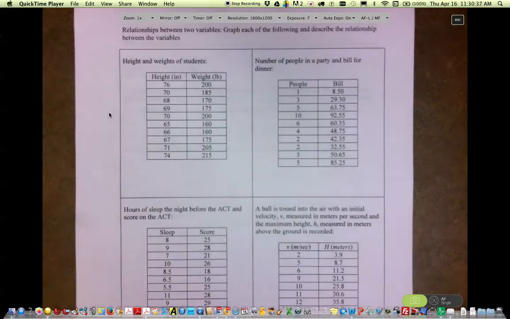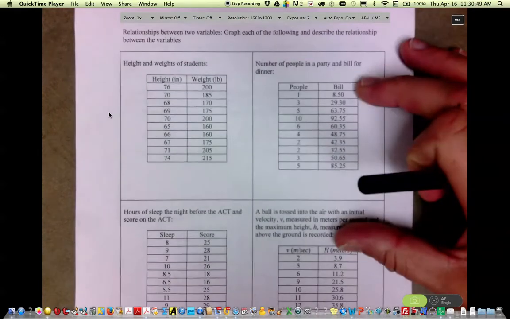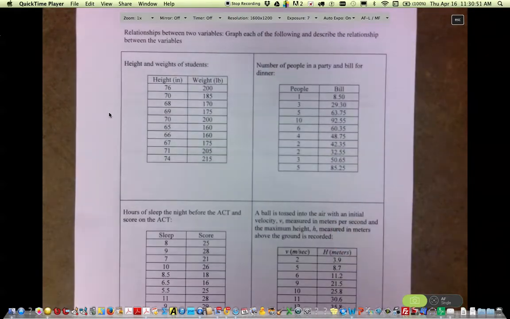Okay, hi class. Hey, this is, as promised, a lesson on sections 10.2 and 10.3 from your textbook. And the basic topic here is the idea of bivariate data.